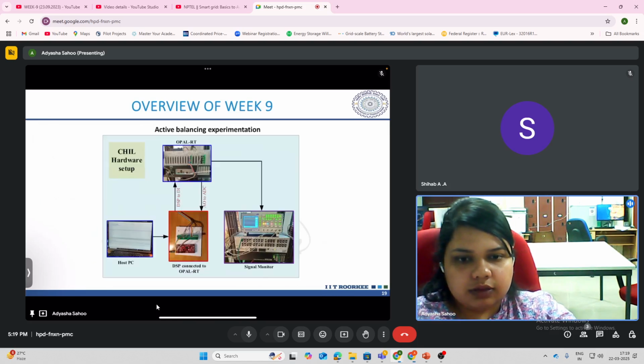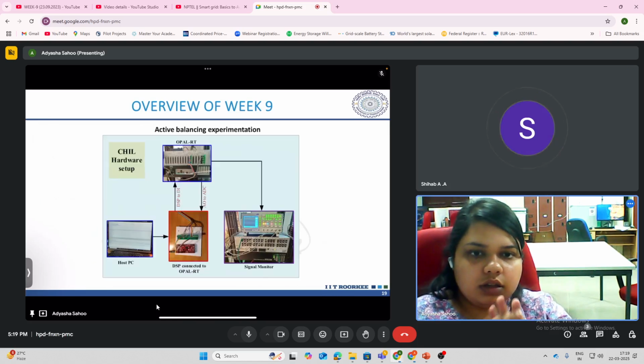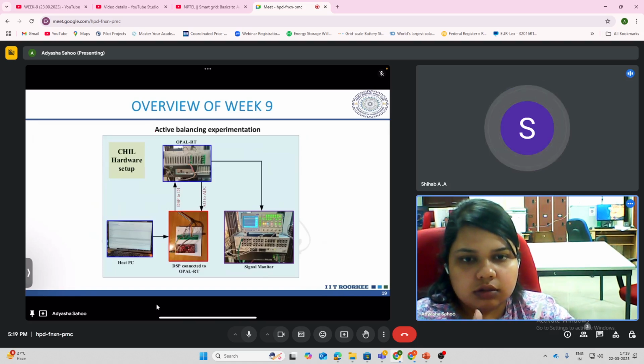So that was passive cell balancing. Basically, we are discharging the SOC through the resistor.